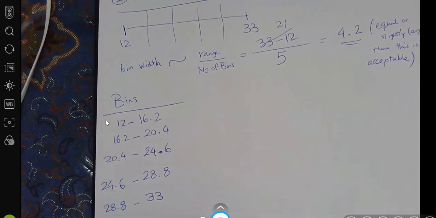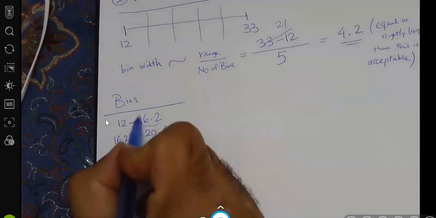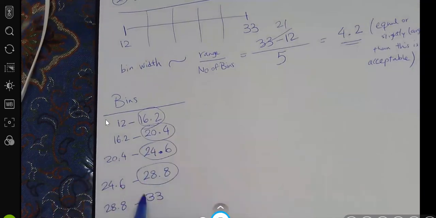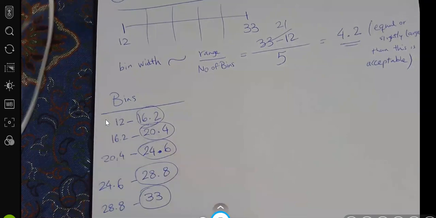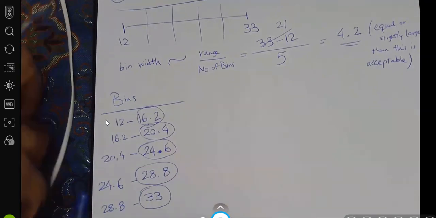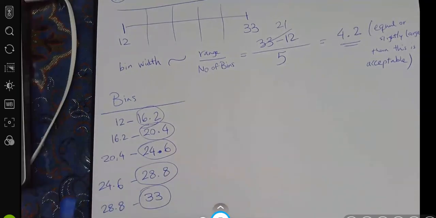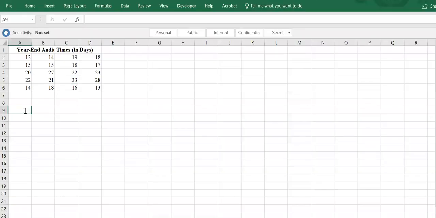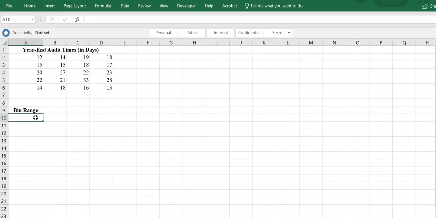But when it comes to Excel, we just need the upper limits of the bins. That's what we need when it comes to Excel. So I go back to Excel here. I just call it the bin range. So again, only the upper limit.